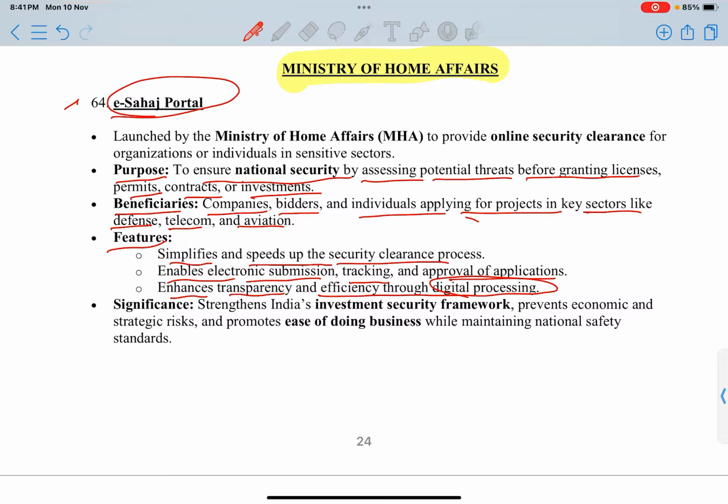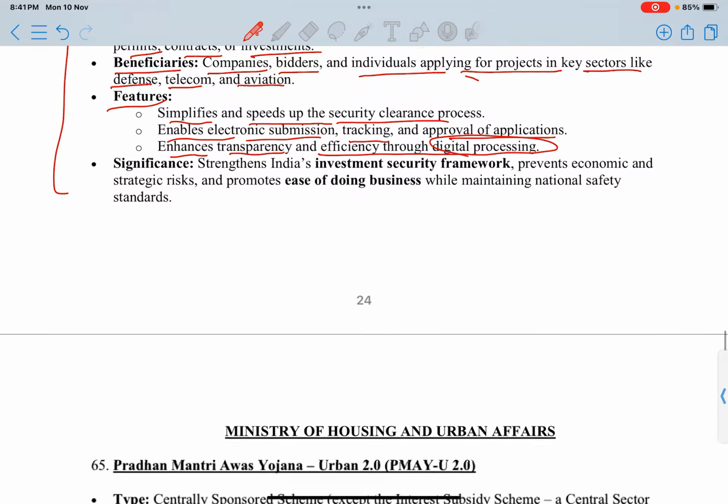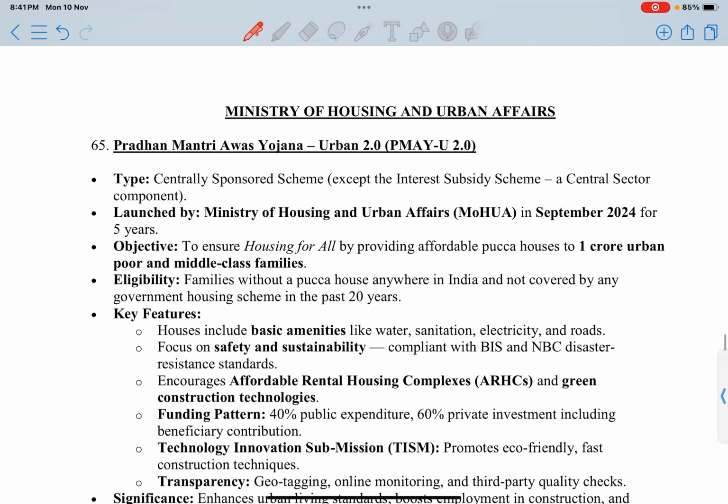So this was it, e-Sahaj portal. Next, Ministry of Housing and Urban Affairs. What is this scheme about? Under this ministry, Pradhan Mantri Awas Yojana. This is again very important. You must have really heard about this scheme.